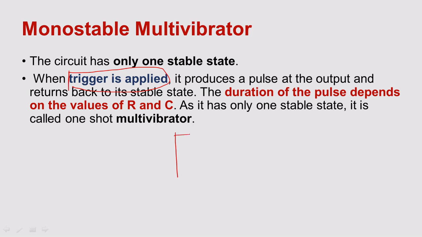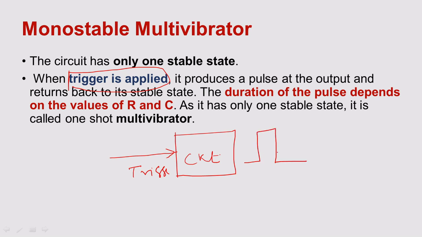Consider this is a circuit. I want to give the trigger. So what happens when you give the trigger? You'll get one high output. Again it reverts back to the original state. So this is the output because of the triggering input. So that's what they said.